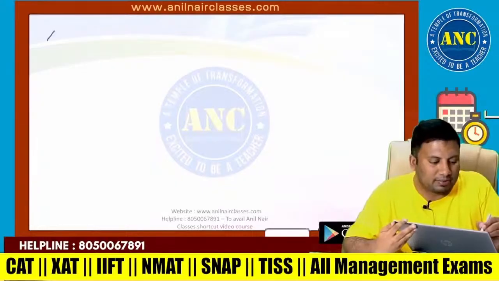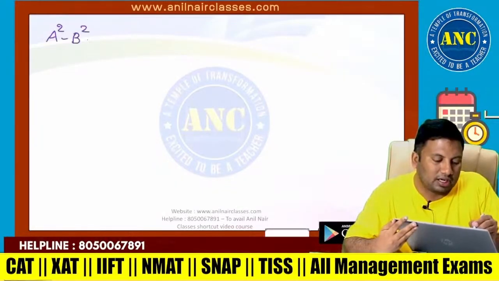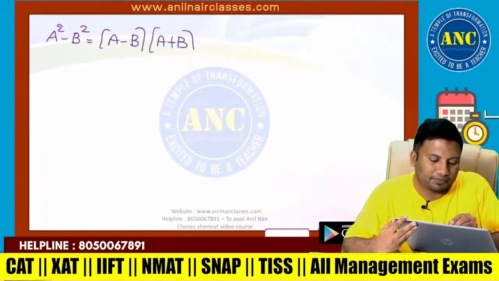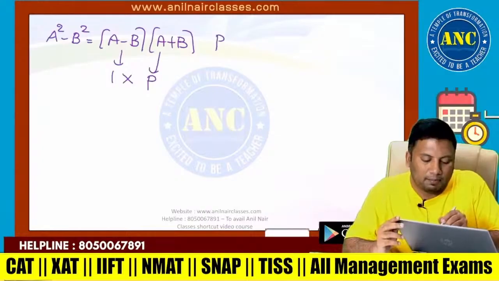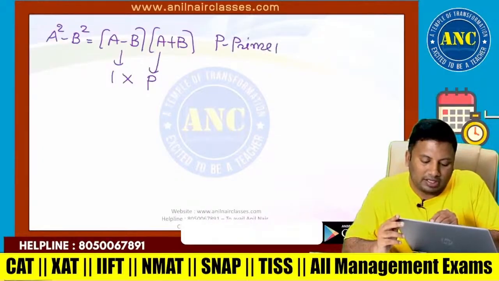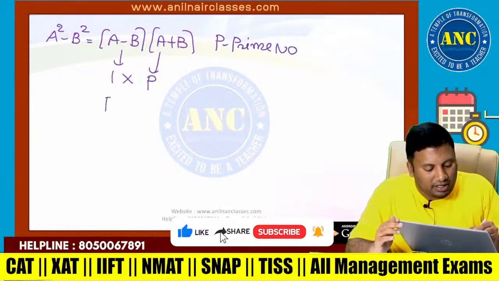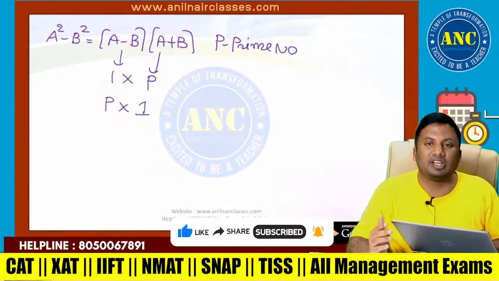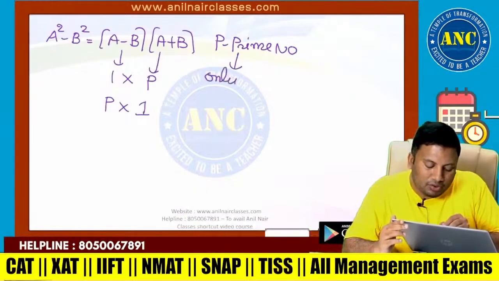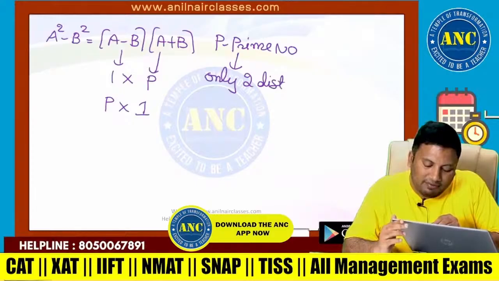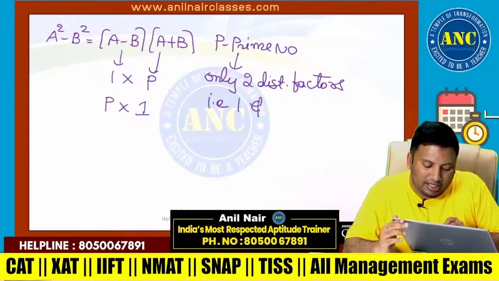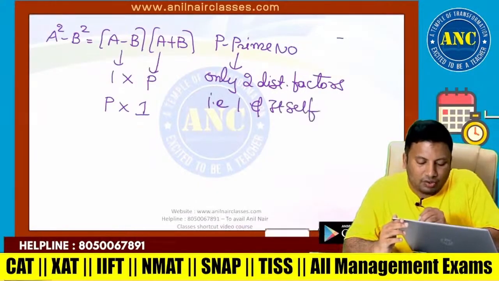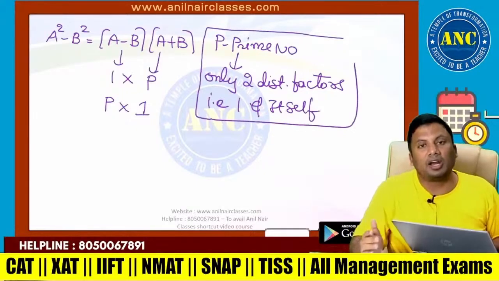Another important concept: a square minus b square is a minus b into a plus b. If a minus b is 1 and a plus b is p, then p is a prime number, or a plus b is 1 and a minus b is p. Every prime number has only two distinct factors, that is 1 and itself.